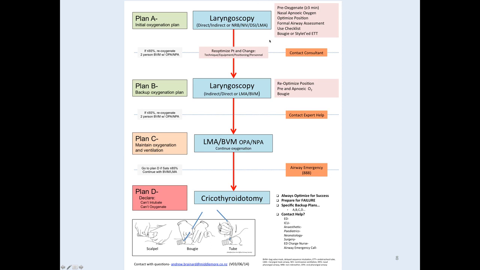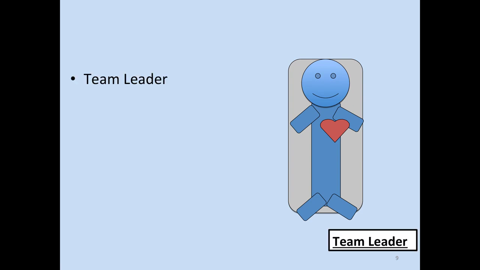Additionally, we have some tips, some best practice suggestions on how to optimize your chance for success, reminders to bag patients and oxygenate them in between attempts, and some other hints on how to optimize for your success and how to contact help. This is a somewhat regional algorithm, and there's even talk of making it national. So no plan survives contact with the patient, and we'll talk about how to modify things.